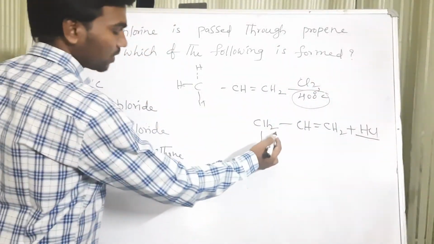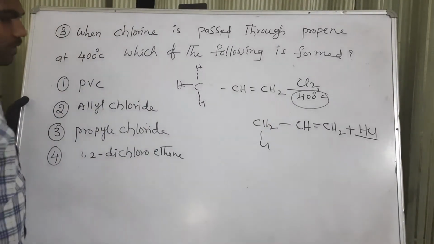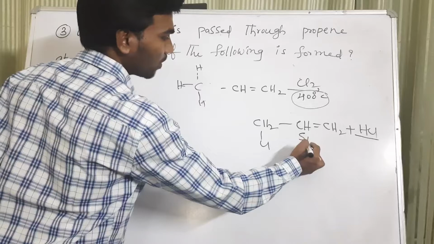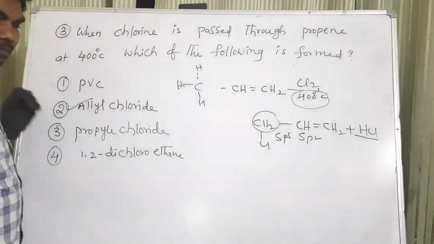So what is the name of this one? This one is an sp2 carbon followed by an sp3 carbon. So the answer is that allyl chloride will form.